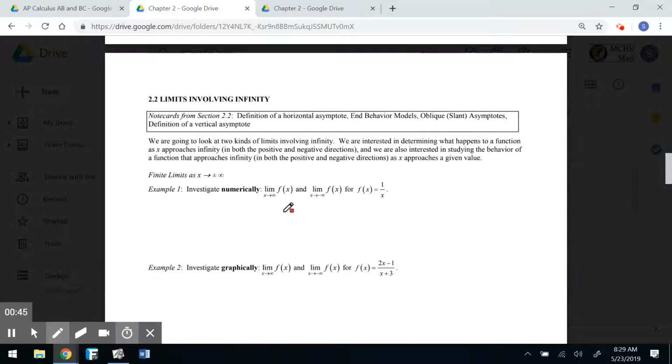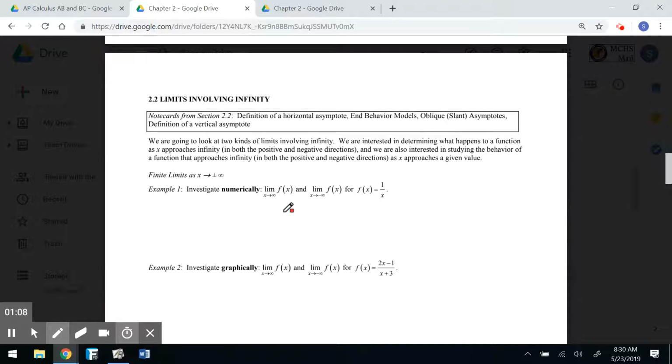Okay, here we go. Limits involving infinity. We are going to look at two kinds of limits involving infinity. We are interested in determining what happens to a function as x approaches infinity, both positive and negative directions. And we are also interested in studying the behavior of a function that approaches infinity in both positive and negative directions as x approaches a given value.